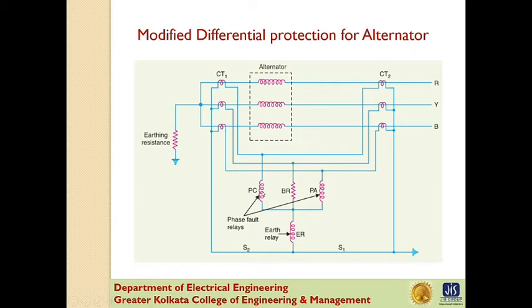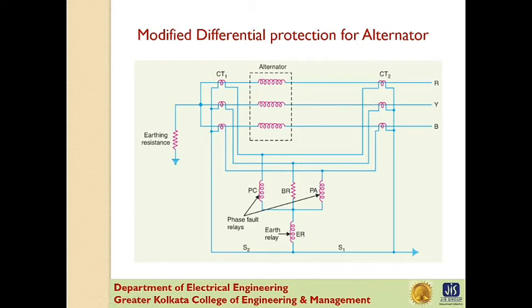Here the two relays for phase fault are PC and PA, and the balancing resistances BR are connected in star, and the earth fault relay is connected between this star point and the fourth wire of the circulating current pilot wire. So this relay is for earth fault and these relays are for winding fault or phase fault.